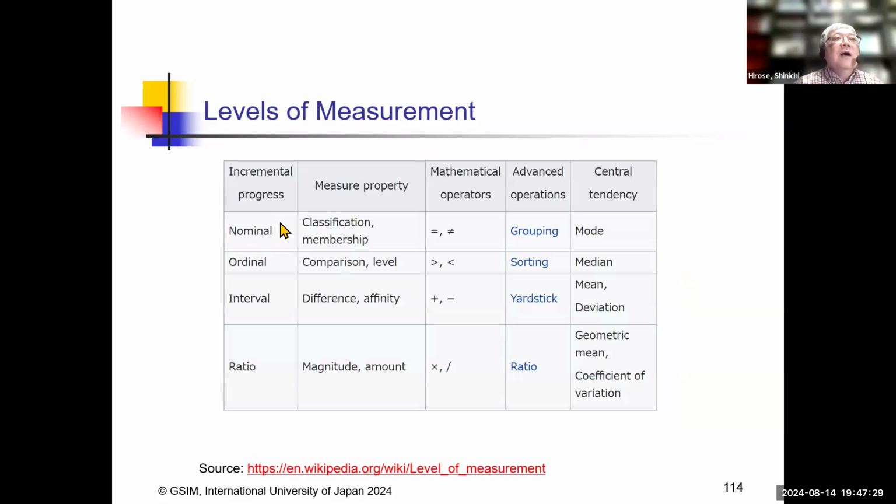So for nominal or categorical data, you can just say it is equal, it is the same or different. For ordinal data, you can say which is better or which is greater, which is smaller, which is worse. But you cannot add or subtract. For interval data, you can make addition or subtraction. However, you cannot multiply. For ratio, magnitude, amount, you can multiply or divide on top of addition, subtraction, or comparison, equal or non-equal.